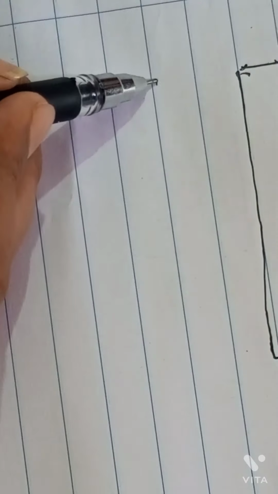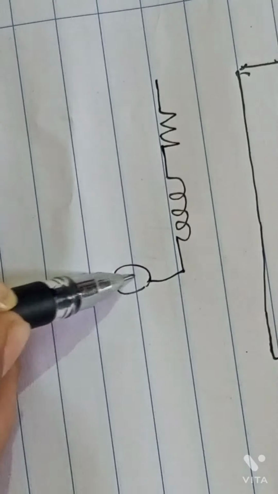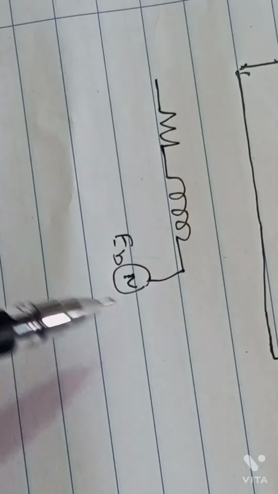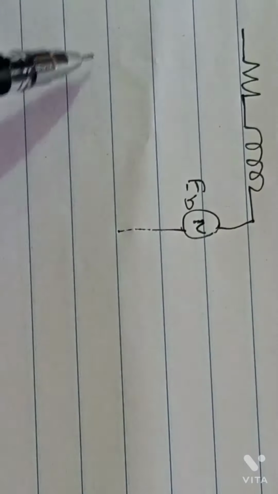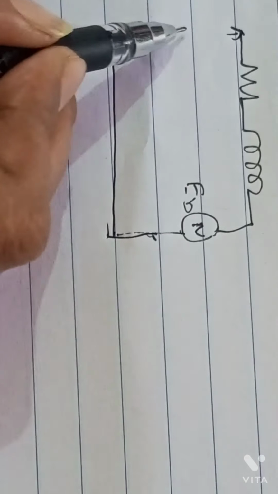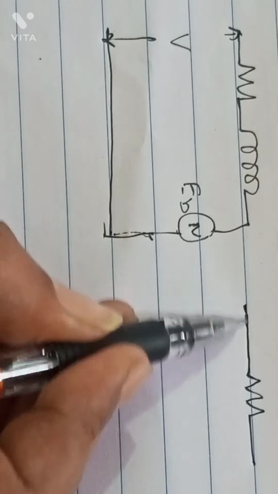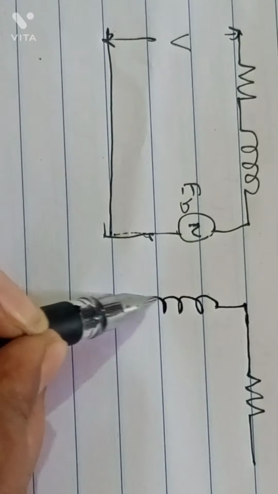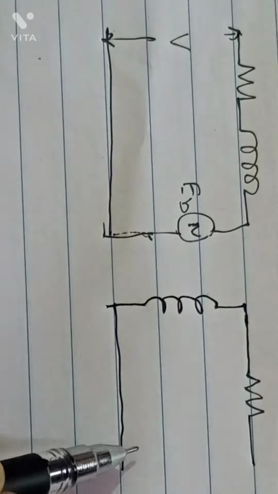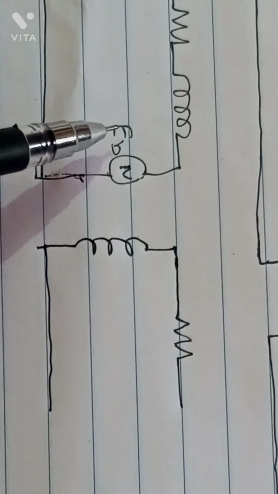Now I draw the same diagram. Resistance, inductance, EB, then your applied voltage V. Then the secondary side resistance. Then I change the inductance position. Are you clear? Now it looks like a transformer. That is primary, secondary. But it is a motor.